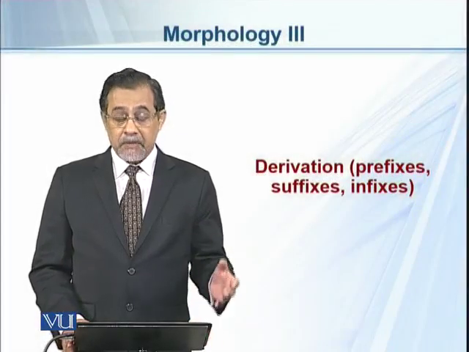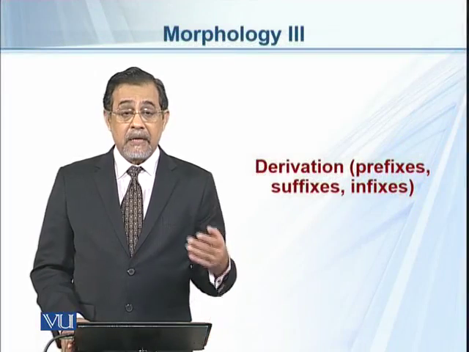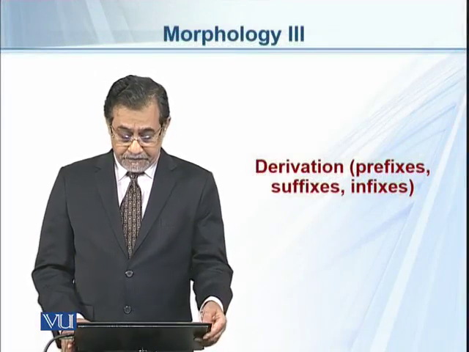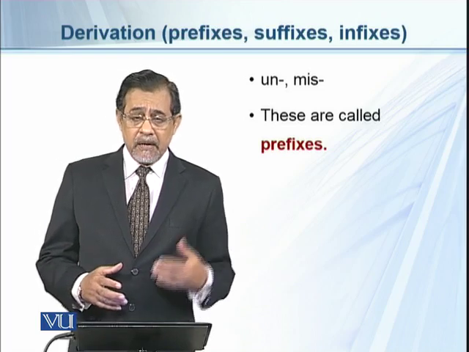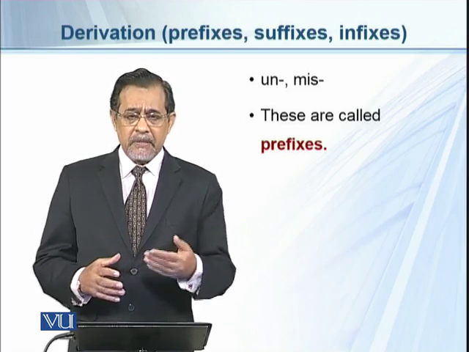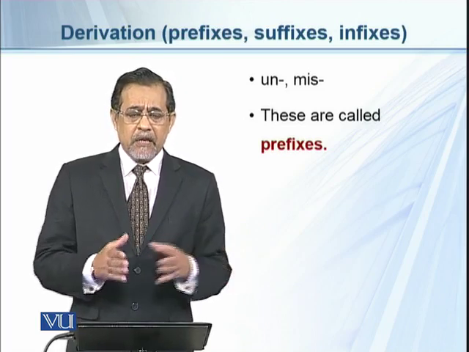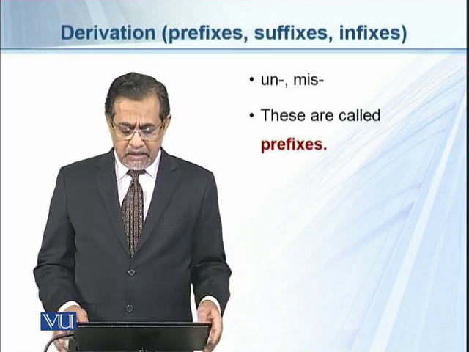Derivation: prefixes, suffixes, and infixes. For example, we know that un and mis are prefixes. Why are they prefixes? They are put at the beginning of the word, before the stem, right?